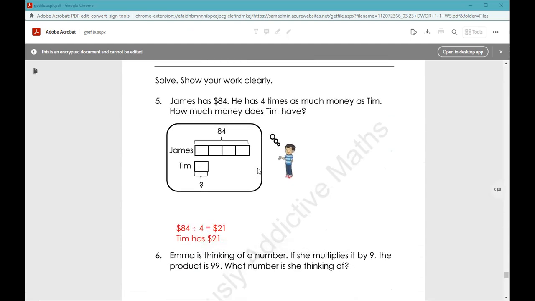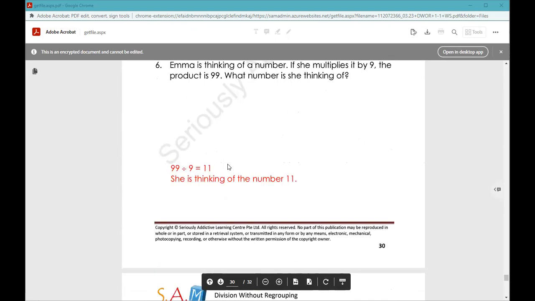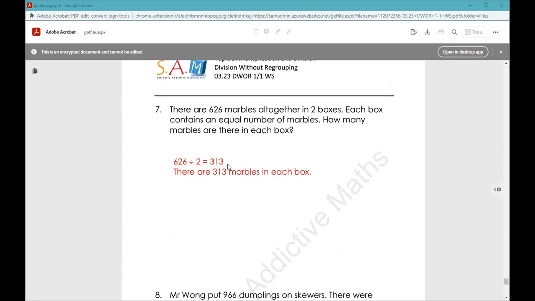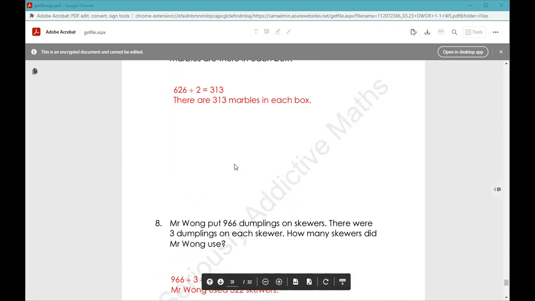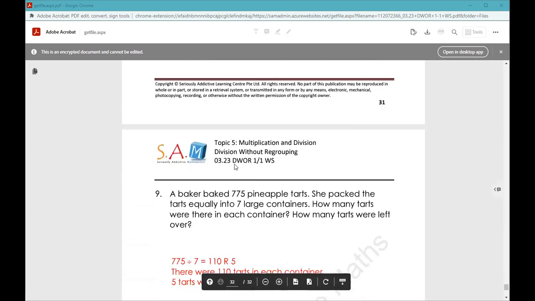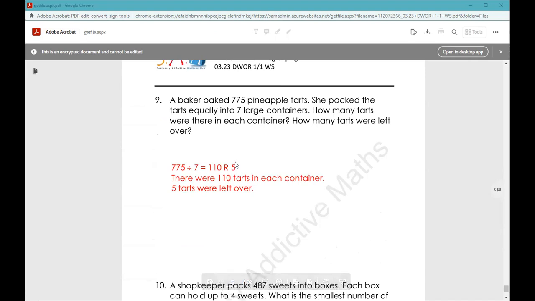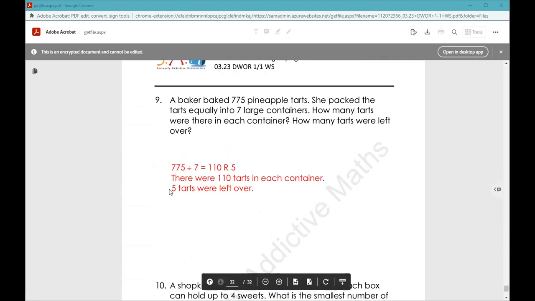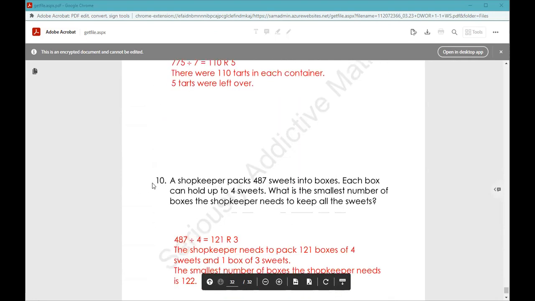So question 5, you need to do with them, get them to draw. The bar model is already drawn here, so go through with them on how to solve this. Question 6, go through with them as well. And then the rest can be done as homework except question 9 on page 32, because this is the remainder question. This question is a remainder question, and then the rest can be assigned to them as homework.